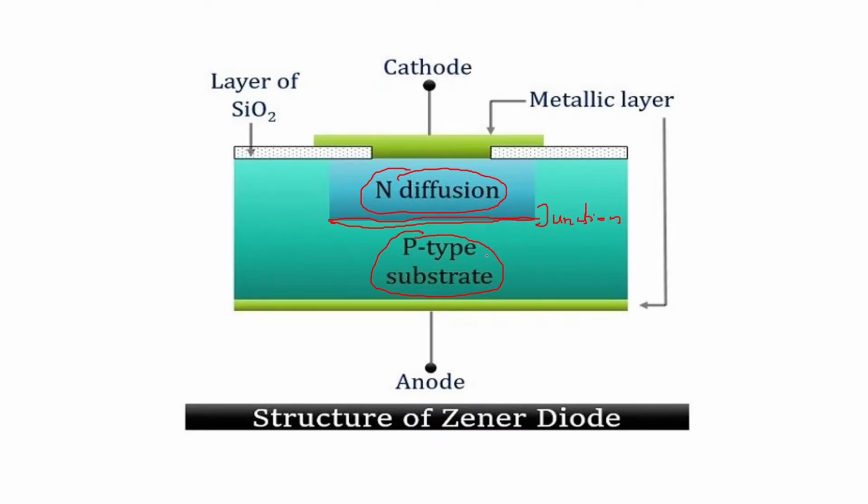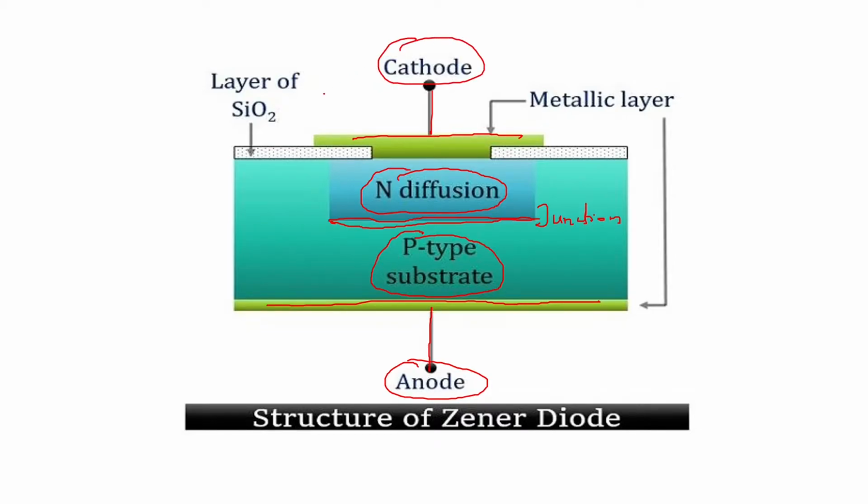Okay, and the complete arrangement is metallized. So here you can see this metal, this is metallized, and this is also metallized. So metal contacts are given. The terminal which is connected to P-type semiconductor is called the anode here. This is taken as anode, and the terminal which is connected to N-type semiconductor is taken as cathode here, cathode.